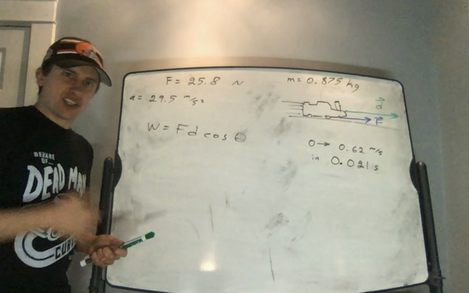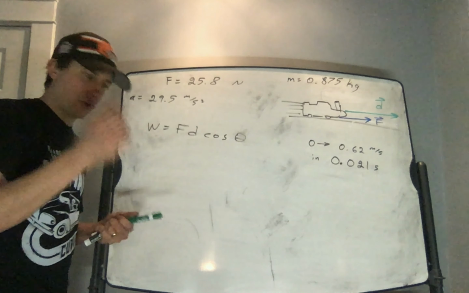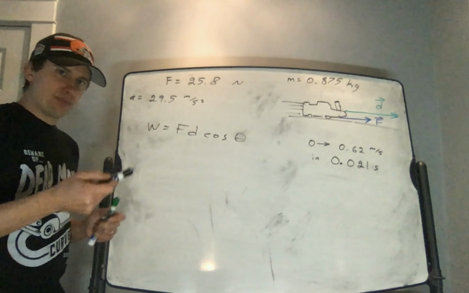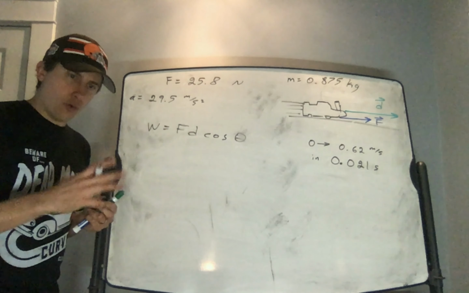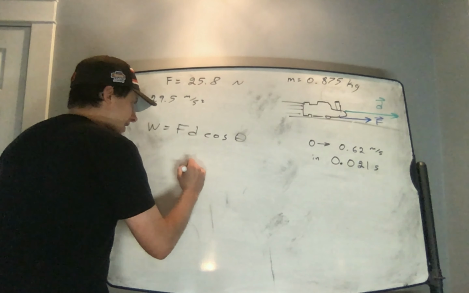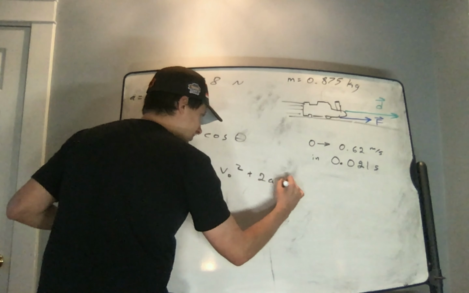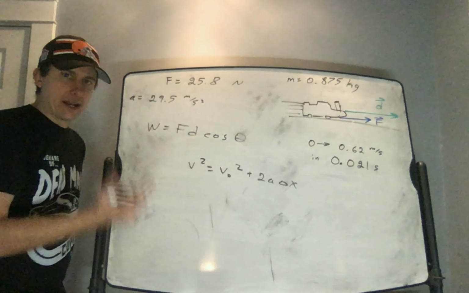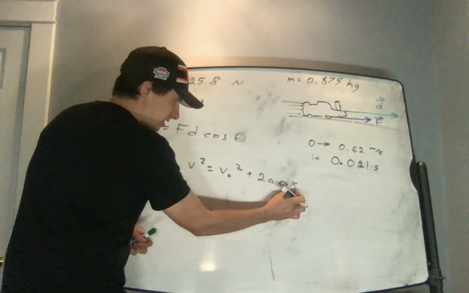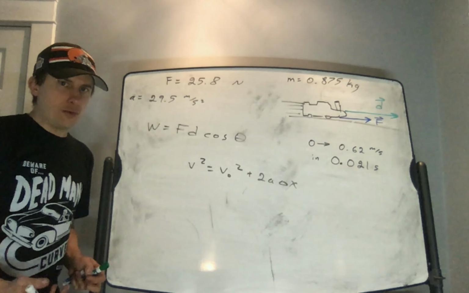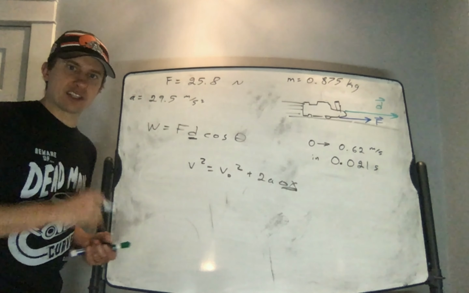So we already found the force with which the motor pushes the train. All we need to do is find the displacement of the train when it goes from 0 to 0.62 meters per second, and we'll be good. To find the displacement of the train, we could use a different idea from 1D motion. We could say that v squared equals v initial squared plus 2a delta x. We know the initial and final speed of the train. We found the acceleration of the train. So the only thing left that's unknown is how far the train moved. And this delta x will be the same as the train's displacement during this motion.